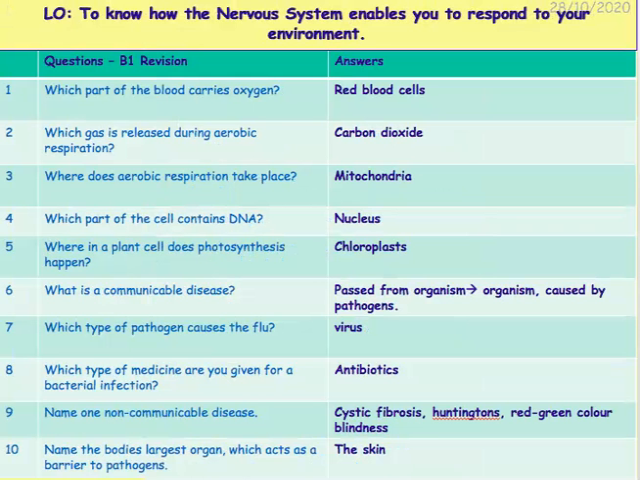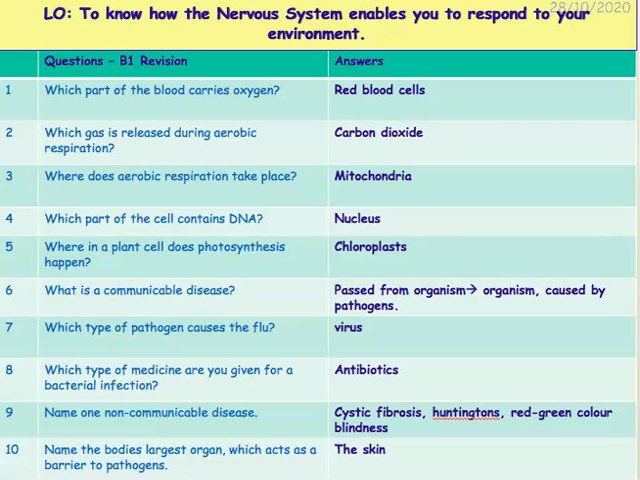Okay, let's see how you got on then. So here are the answers. Number 1, which part of the blood cell carries oxygen? That is red blood cells. Number 2, which gas is released during aerobic respiration? That is carbon dioxide, and that's what we breathe out.